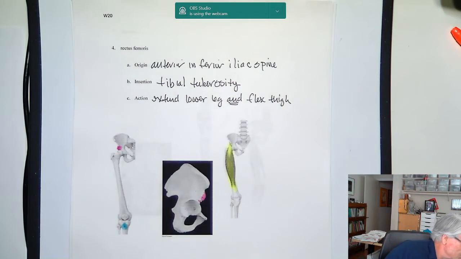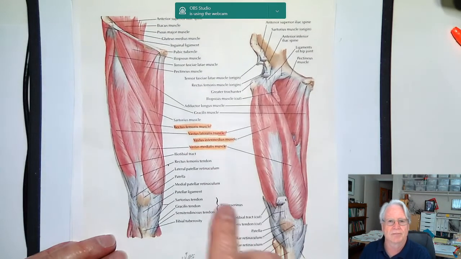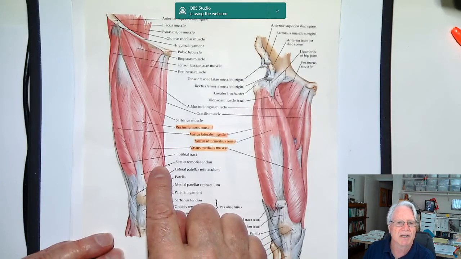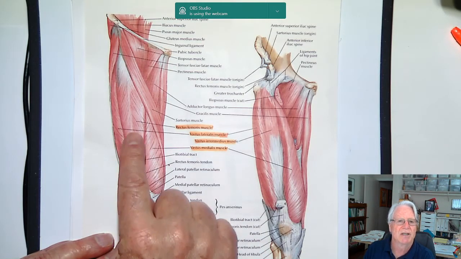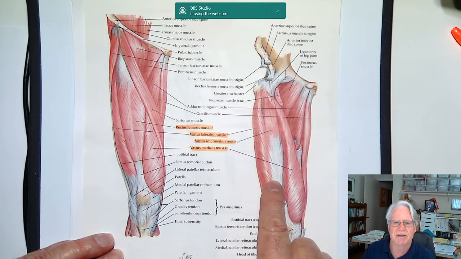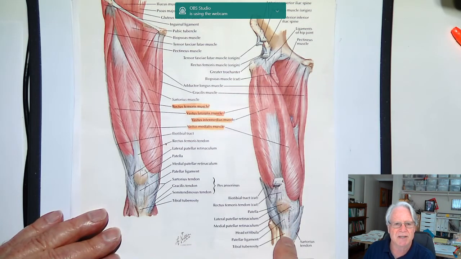And going back to my favorite artist, so vastus medialis, vastus lateralis, rectus femoris. If we remove that muscle underneath, we see the vastus intermedius. Okay, all inserting here below the knee on the tibial tuberosity.